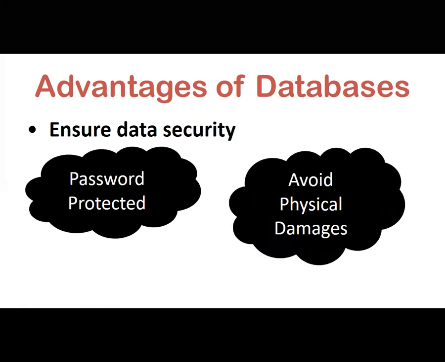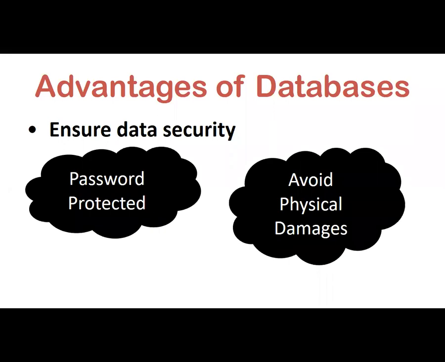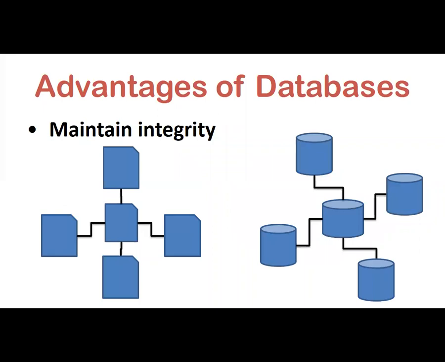Then the next one: ensure data security. You can say password protected and avoiding physical damage. Physical damage means, for example, fire, tsunami, or earthquakes. We can protect from that. Then the next one is called maintain integrity. So we can keep our integrity, we can maintain it.